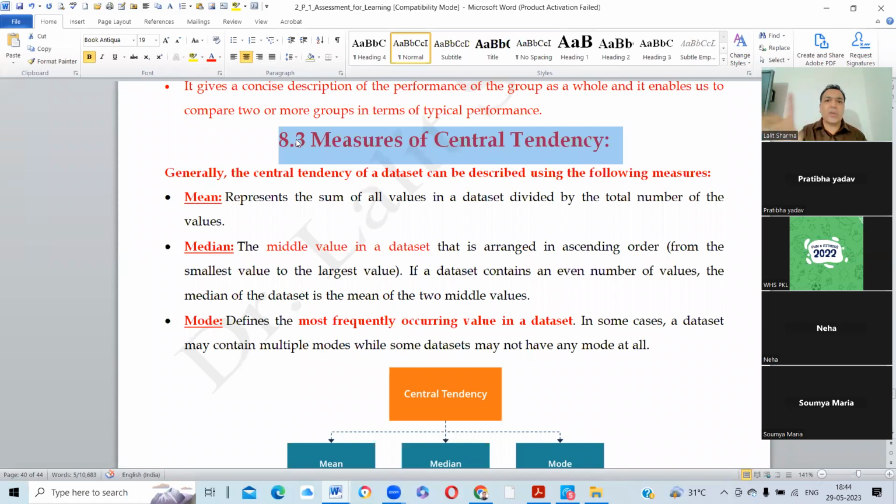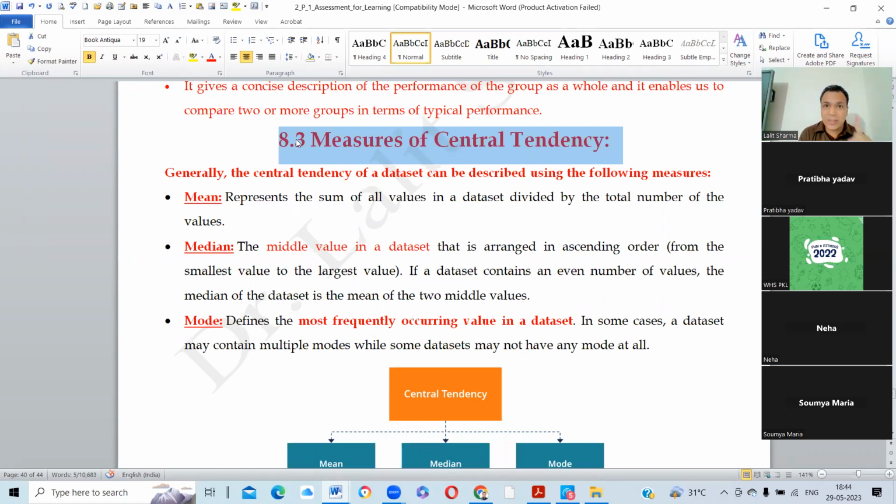These are the measures of central tendency. Central tendency means average. If you have 100 students, average is 50, right? So that 50 average, how do you measure? By mean, median and mode. Okay, because this is important.